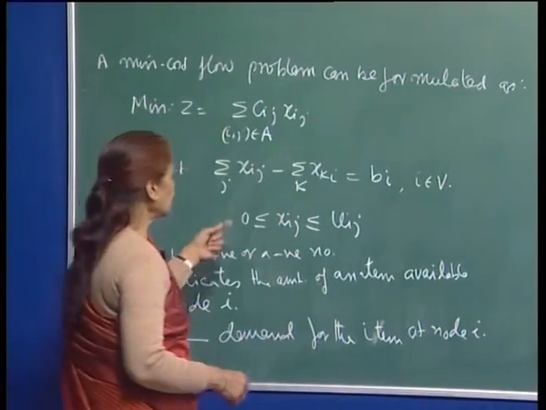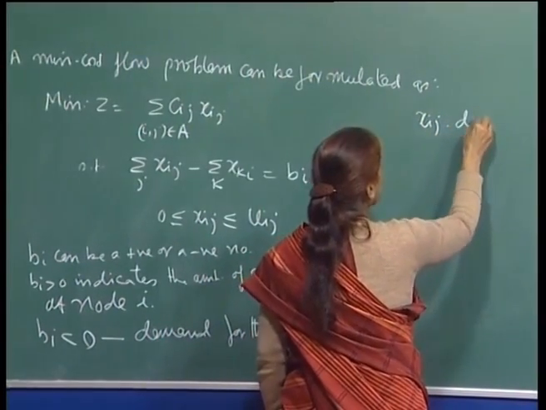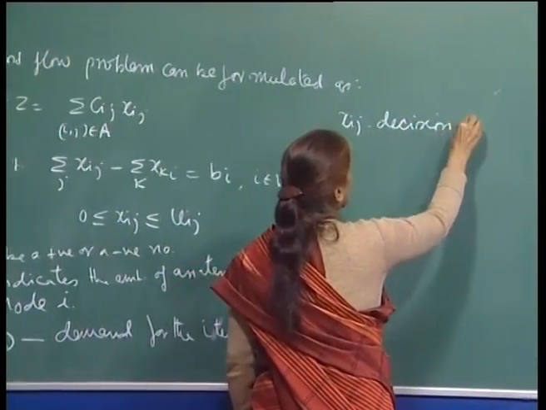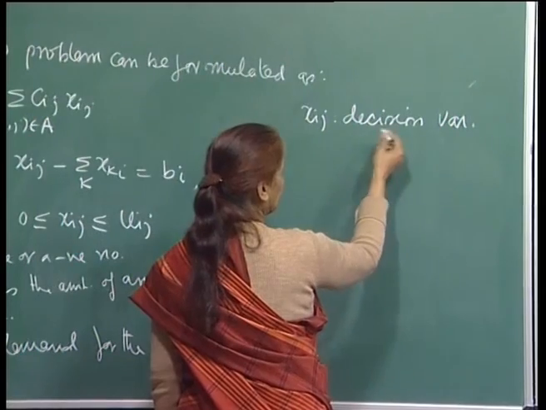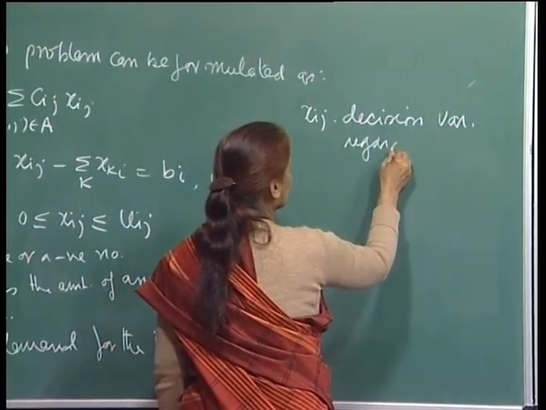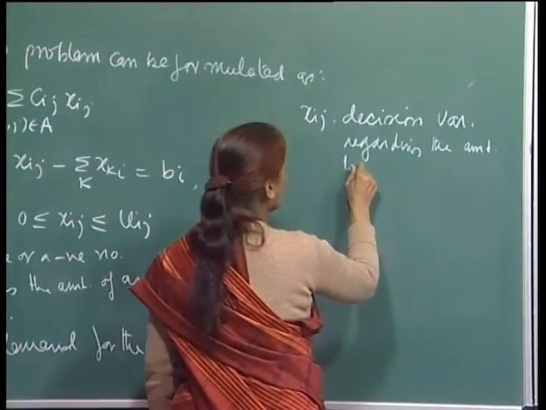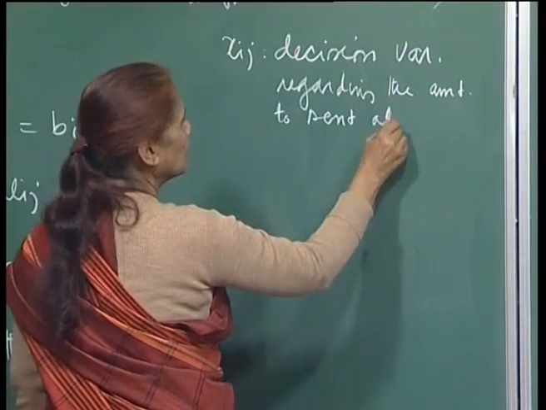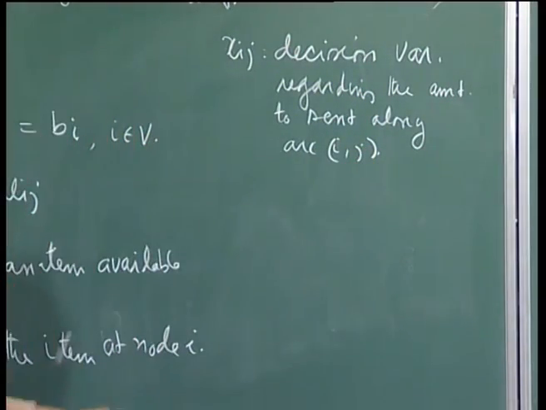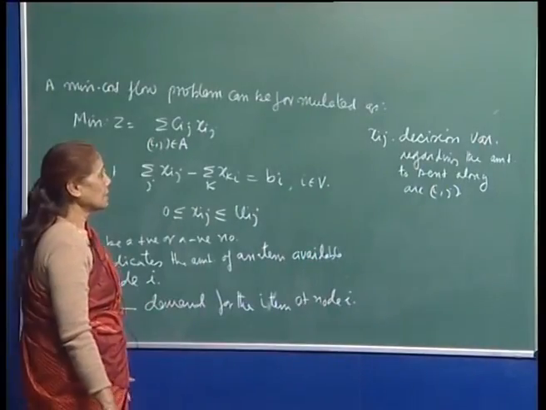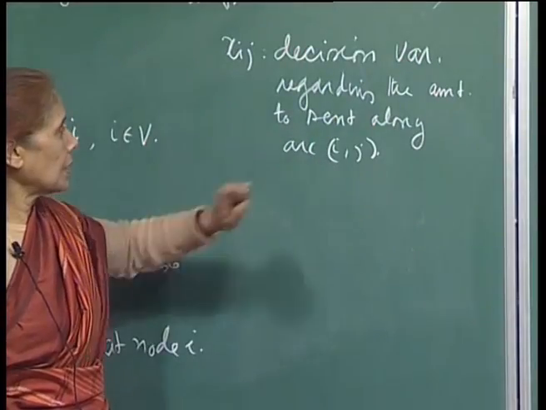Then, as you can guess, xij is the decision variable, regarding the amount to be sent along arc ij. So, you are using the arc ij. If you are using the arc ij, then a positive value of xij will tell you the amount that has to be sent on the arc ij.